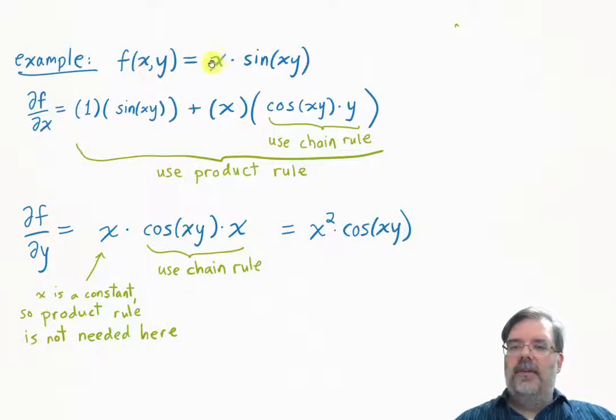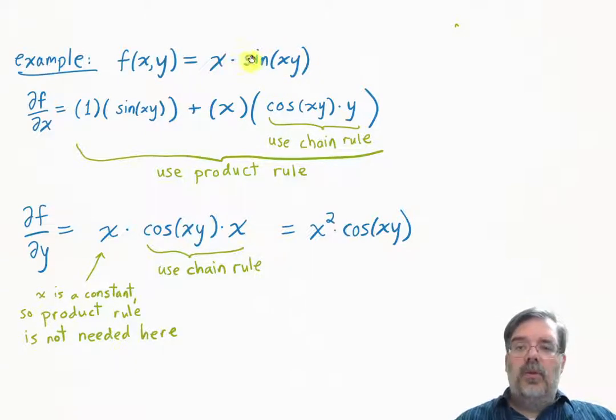We have a function involving x times a function involving x. That's a sign we need to use the product rule. So that goes derivative of the first function times the second function plus the first function times the derivative of the second function. Now the derivative of this part, the chain rule kicks in here. Because x is a variable and y is a constant, we have sine of x times a constant.